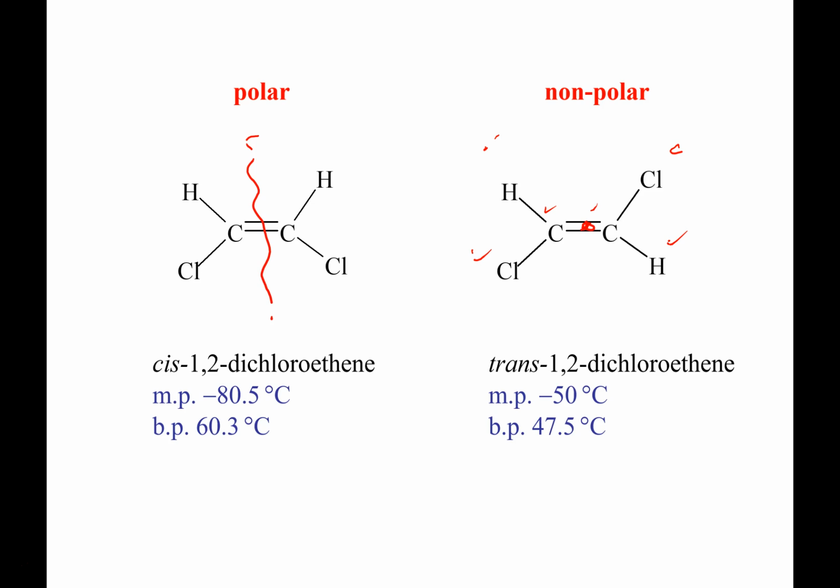The trans version is more symmetrical, and thus it has the higher melting point temperature, even though it has the lower boiling point temperature.